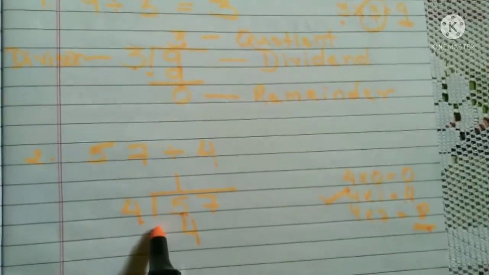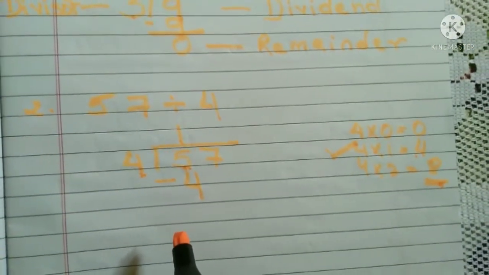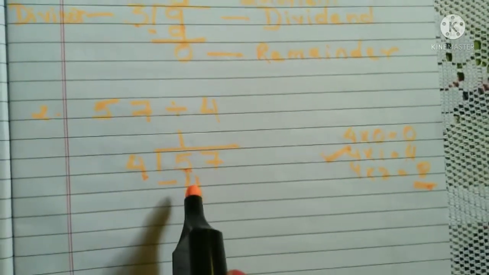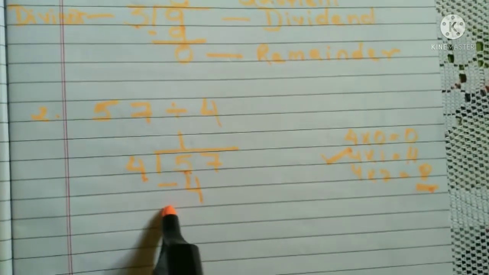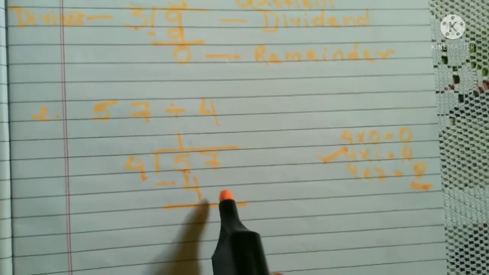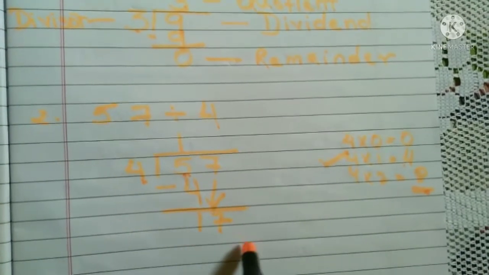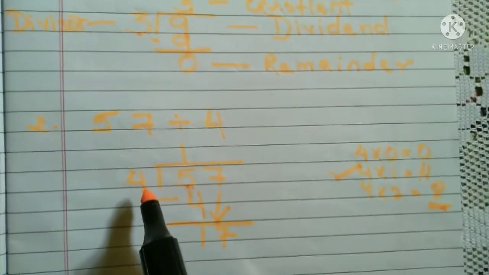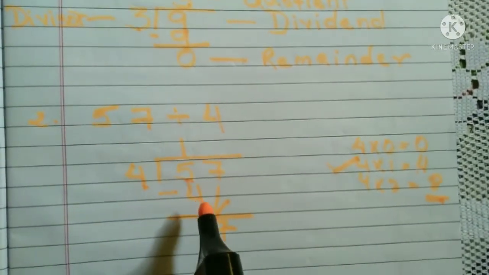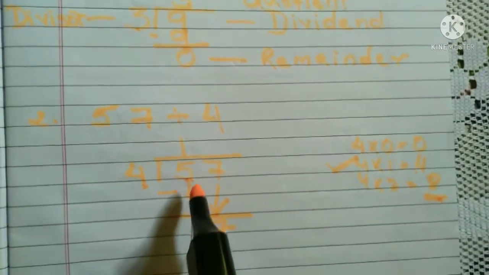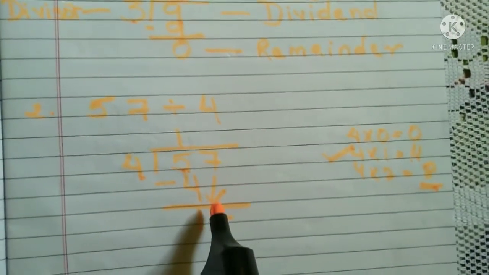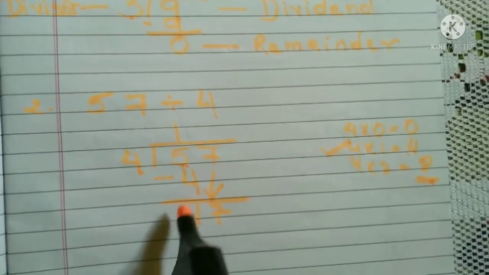After that we need to subtract, as we already learned that division is a repeated subtraction. So we need to subtract 5 minus 4 equals 1. Now bring this number down so that it becomes 17. The number which is left, you need to bring it down so that it will be 17 now.